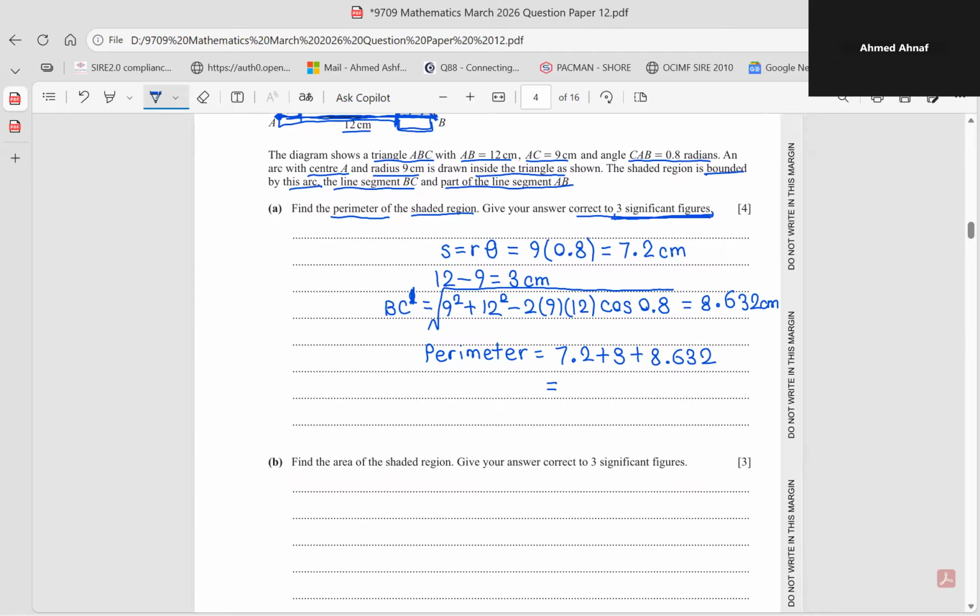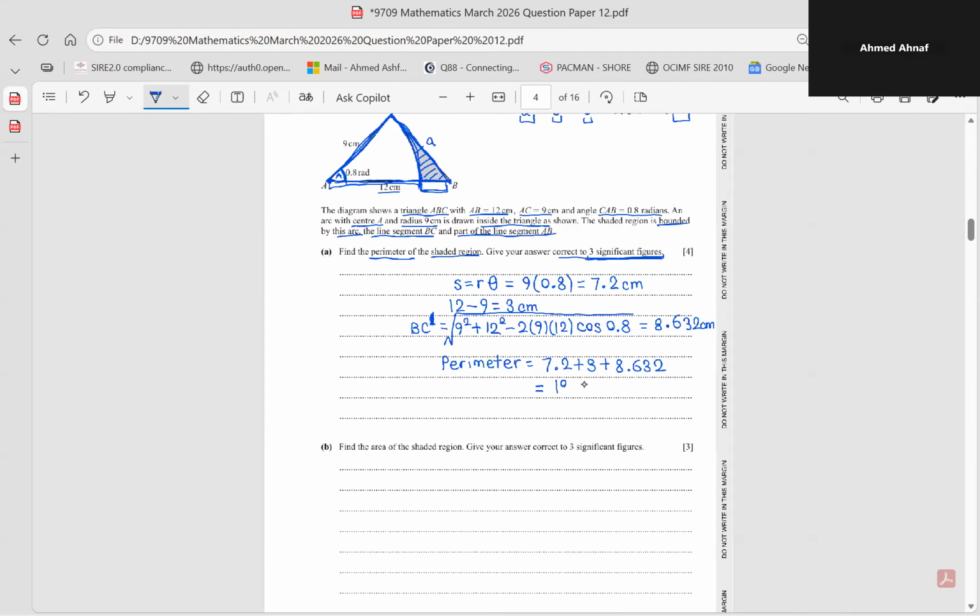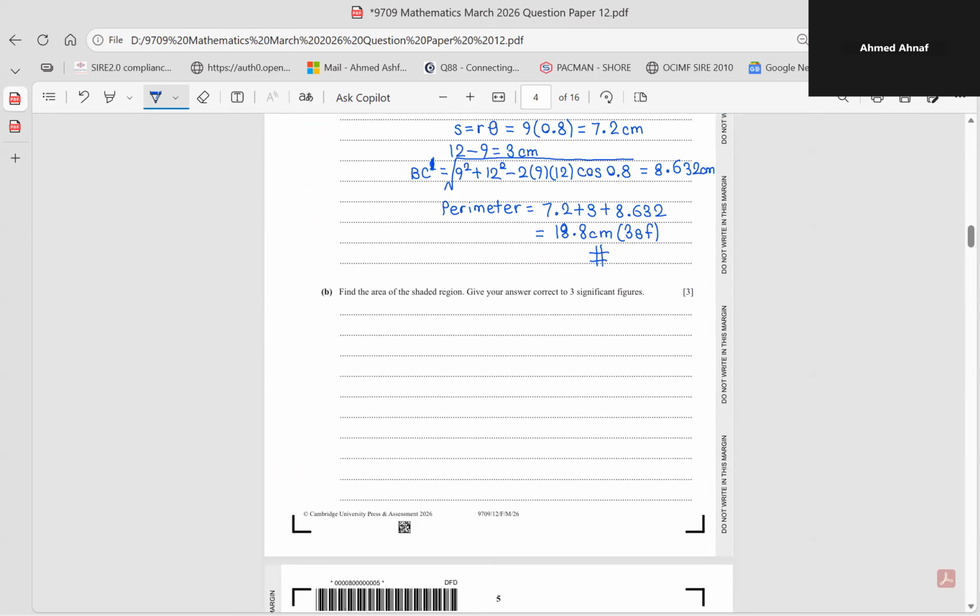And you would get 18. Wait, sorry, give me a while. Okay, you would get 18.8 centimeters to 3SF as your final answer. So with that, let's head on to the next part.